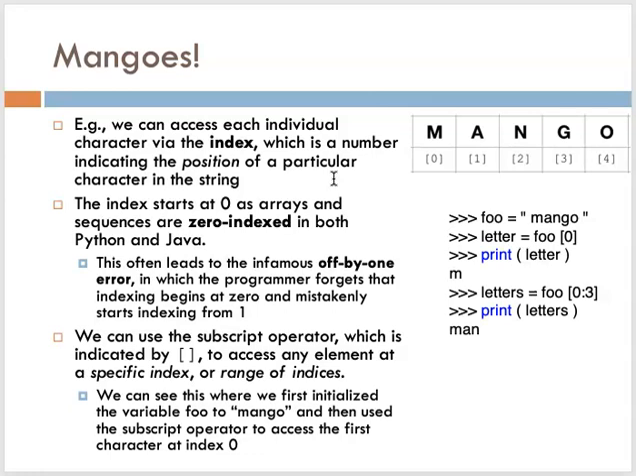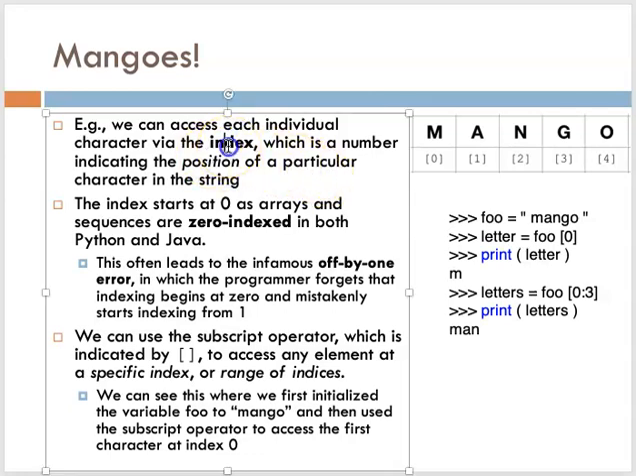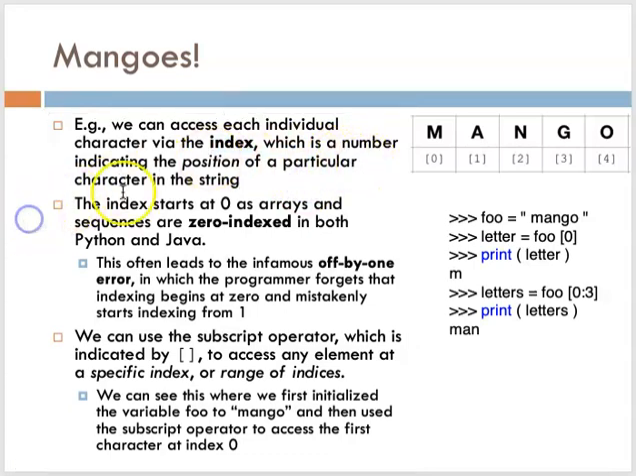But each of these individual characters can be accessed via the index, which is basically a number that indicates the position of that character in the string. That index, we can see that here in brackets, starts at 0, as arrays and sequences are 0 indexed in both Python and Java and C and C++. This harkens back to historical reasons for doing so.